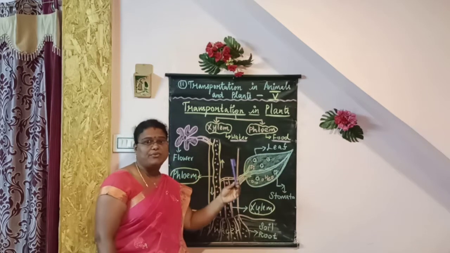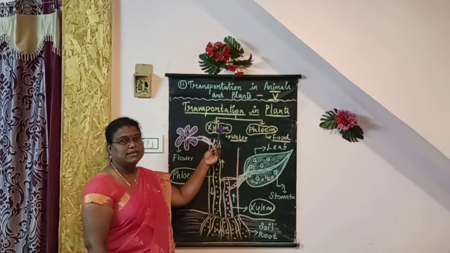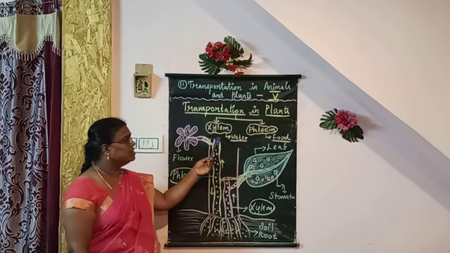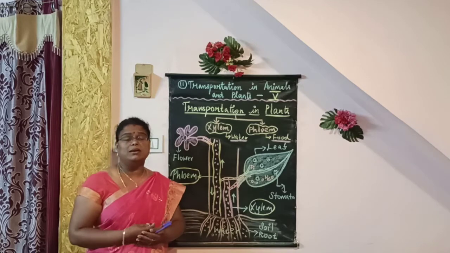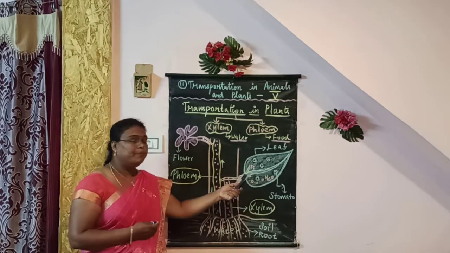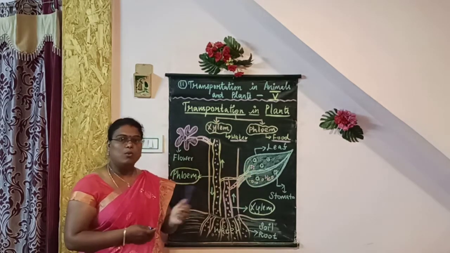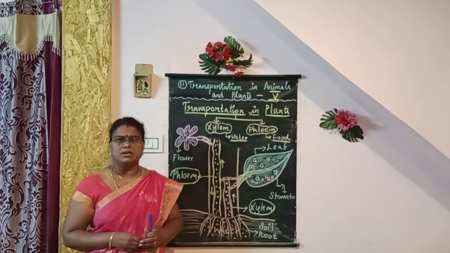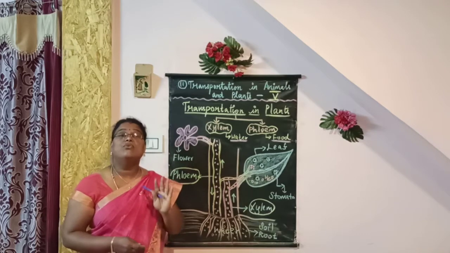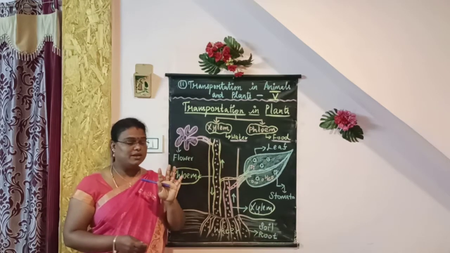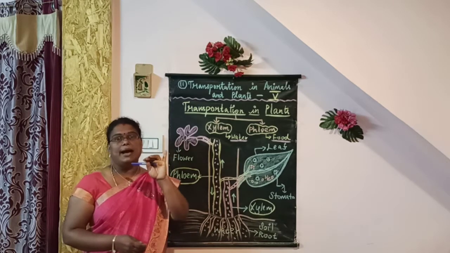We'll see where the materials move from where to where. First, we'll see about xylem. Xylem, I told, its function is transporting water. See, why does the plant need water? For the preparation of food, for the process of photosynthesis, the plant needs water. First, we'll see what is photosynthesis. Photosynthesis is the process of preparing their own food using 4 raw materials. The 4 raw materials are solar energy, chlorophyll, carbon dioxide, and water.